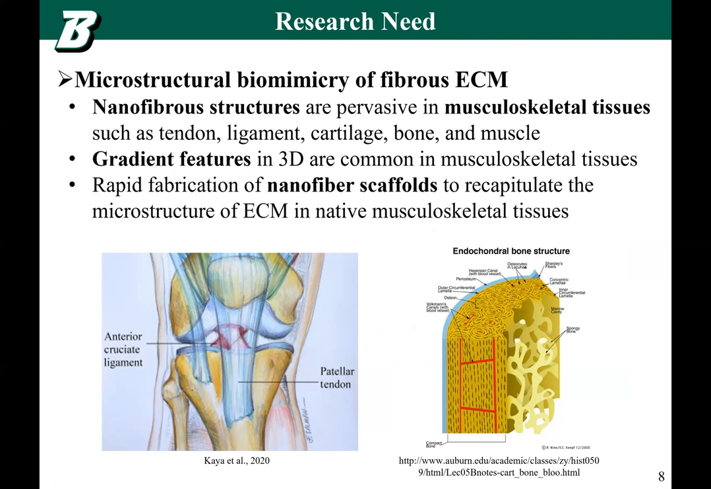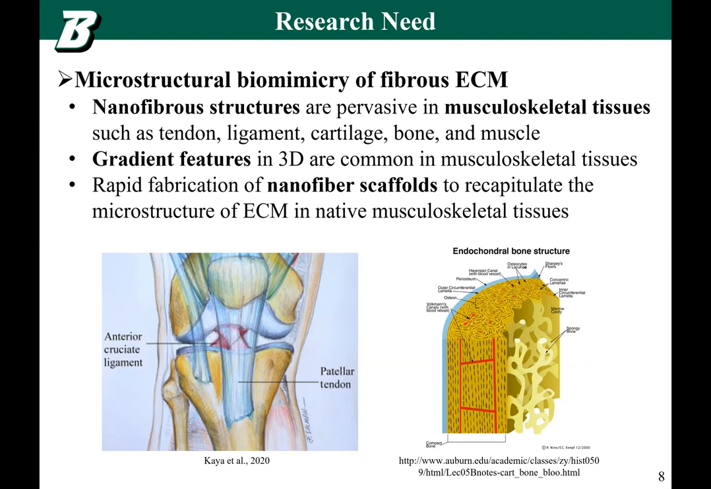growth as well as mechanical strength, how do we fabricate cell scaffolds that are fiber structures and aligned as well as in 3D structure and with gradient features? Here is our research need, because nanofiber structures are pervasive in musculoskeletal tissues such as tendon, ligament, cartilage, bone, and muscle. And also there are some gradually changed features in 3D space that are common in musculoskeletal tissues.